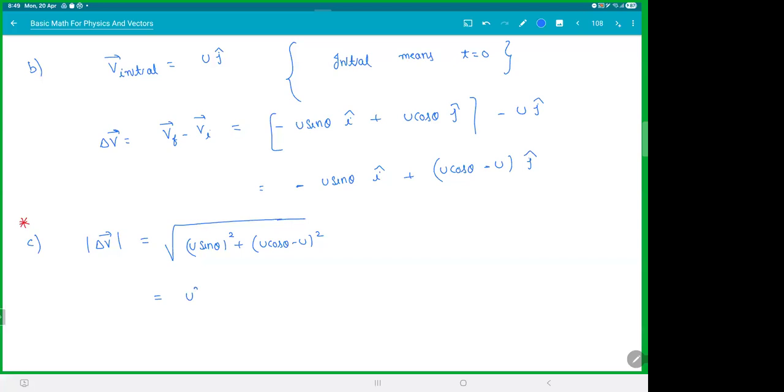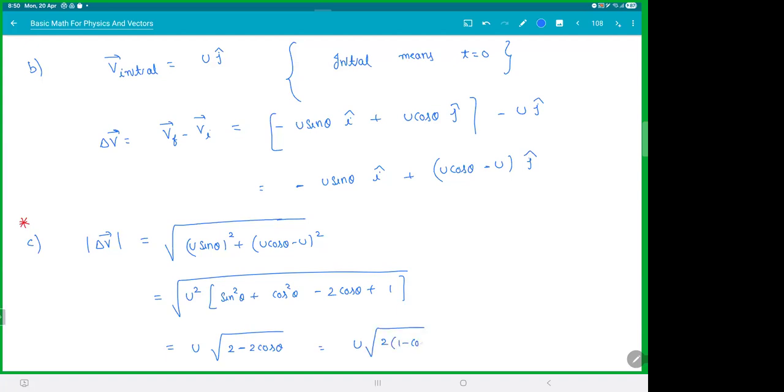Expand this, you will get u square, sine square theta plus cos square theta, minus 2u cos theta plus u square. I took out u overall common, so that is 1. Sine square theta plus cos square theta is 1. When you come out here, you'll end up with 2. Okay, this will be 2 minus 2 cos theta. This would be u into root over 2 into 1 minus cos theta. What is this? You can simplify this further.